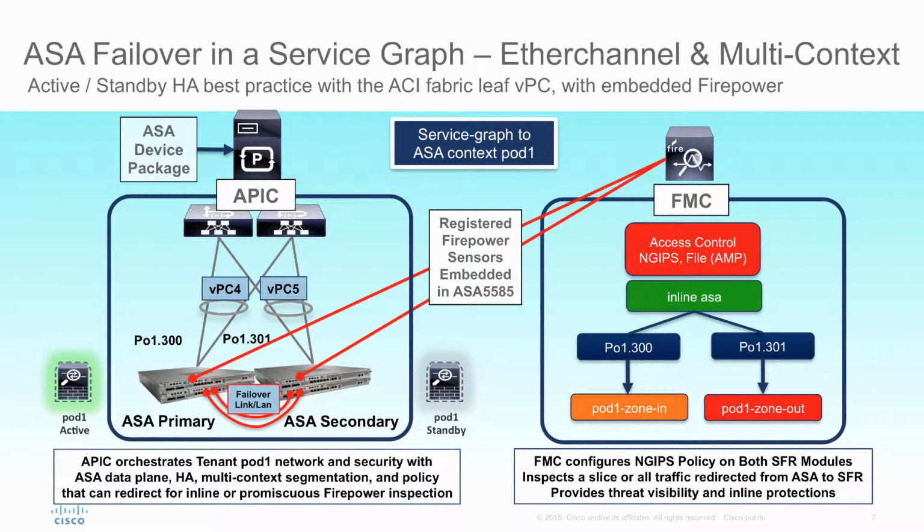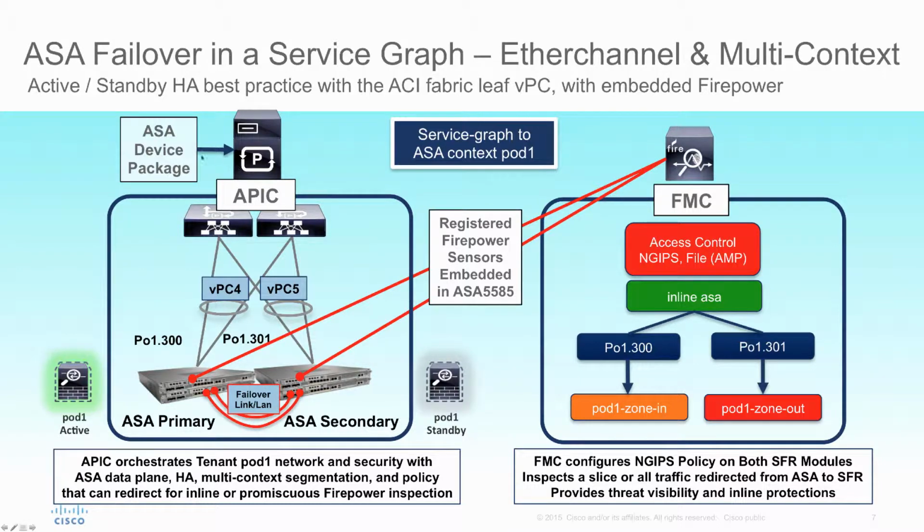So this is a slide that shows you how we insert an ASA and configure ASAs with the fabric on the left, and also on the right is how Firepower is configured through its management console that's embedded inside these ASAs. We're showing you here the best practice of high availability, leveraging the VPCs on the ACI fabric and also failover active standby on the ASA side.